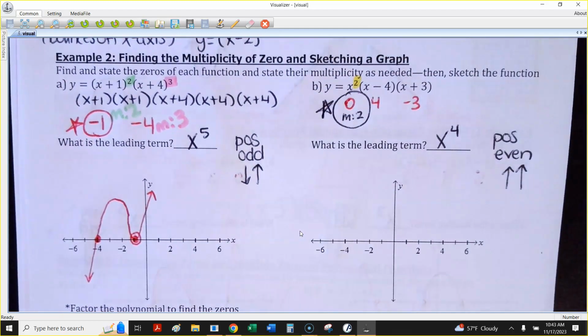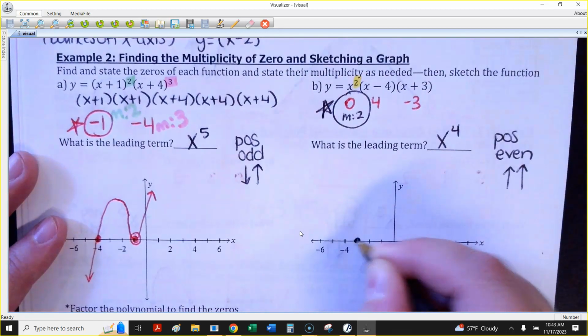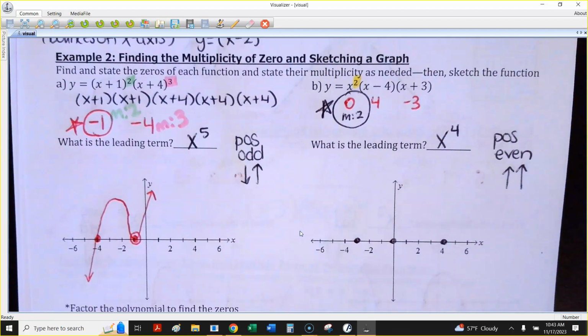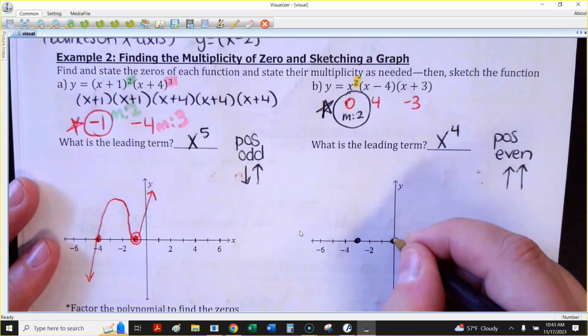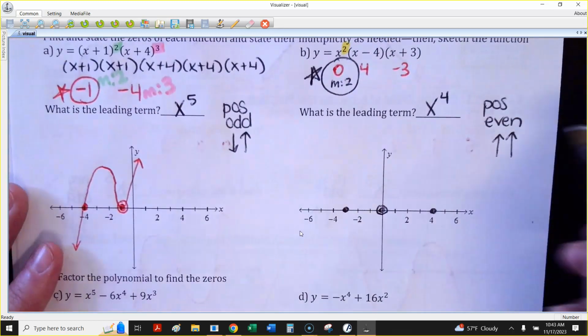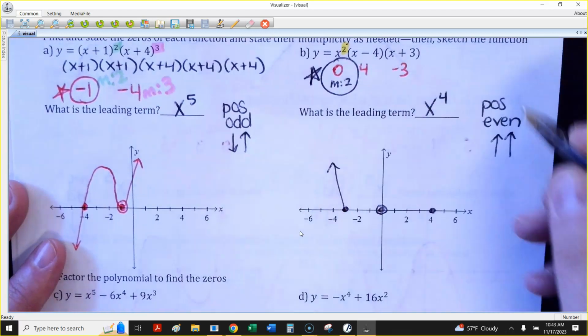So when I plot these on the graph, I'm going to put a point at -3 on my x-axis, 0, and +4. If you want to use this, you can. It just helps me. I'm going to circle the 0 so I know I've got to bounce there, so I don't go through the x-axis. I'm going to bounce back whichever direction I came from. So I'm going to put the end behavior in. On the far left, I'm going to go up. On the far right, I'm going to go up.